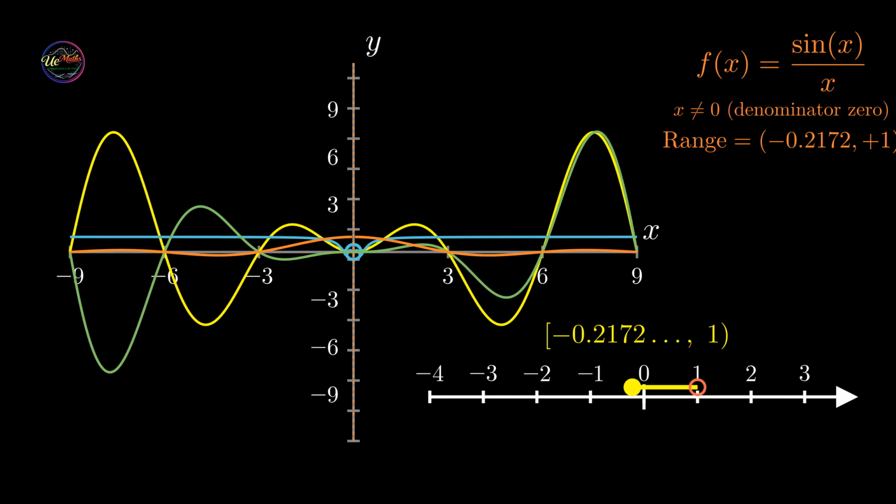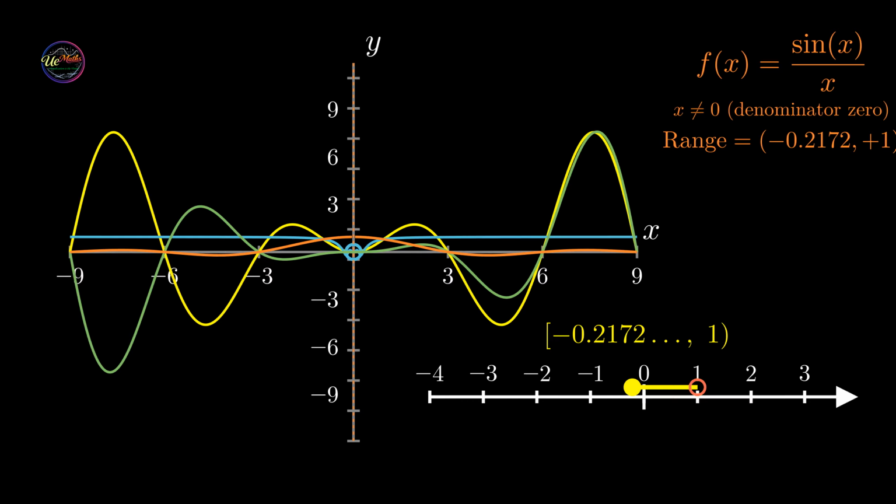As x approaches positive or negative infinity, sine of x divided by x approaches 0. Because the bounded numerator is divided by a growing denominator, the global minimum of the sinc function occurs at x approximately equal to 4.4934, where sine of x divided by x is approximately minus 0.2172. This will be illustrated in another video.